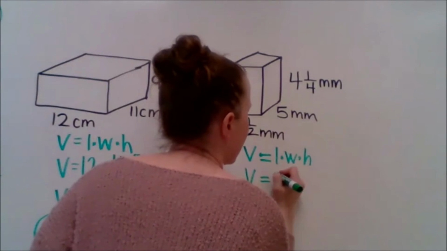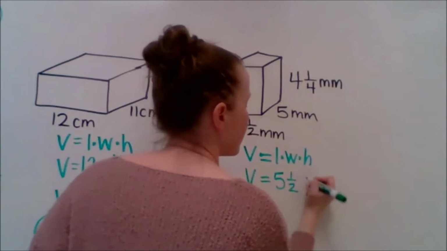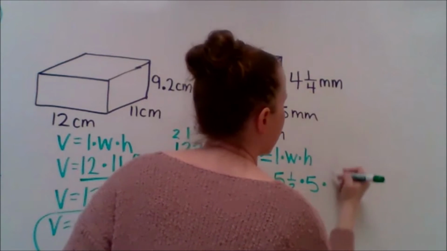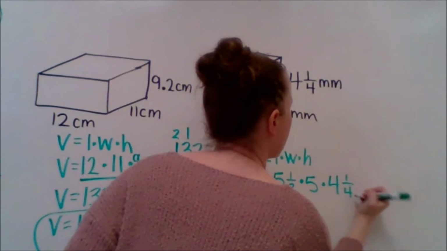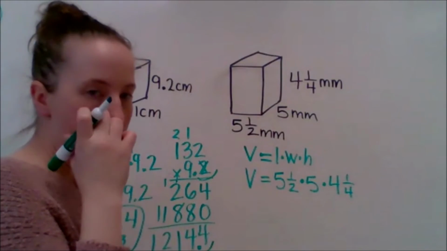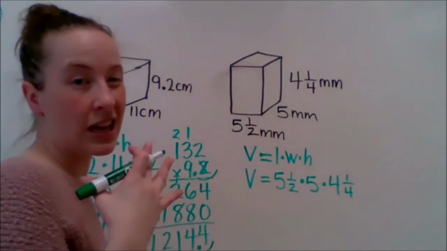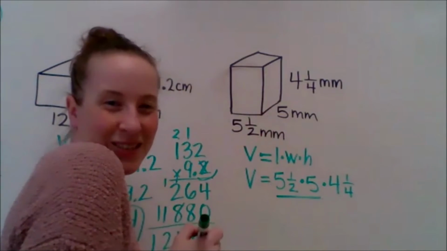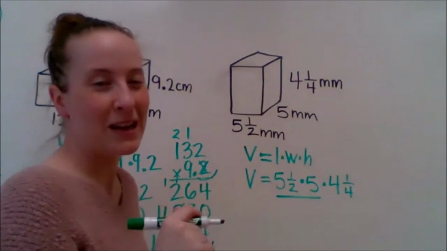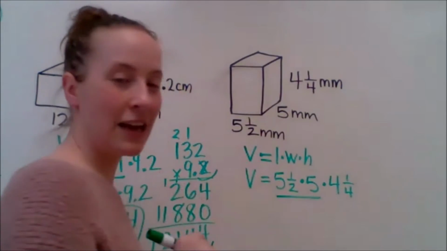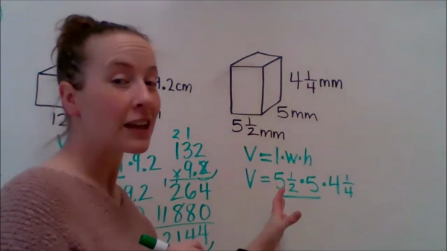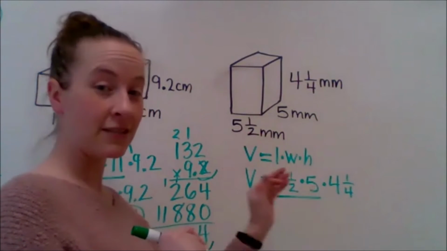So I'm going to call 5.5 the length, times the width, which I'm going to call 5, times the height, which is 4 1/4. Okay, so what I'm going to do right now is I'm just going to take this a step at a time. I'm always someone who likes to go in order, so I just like to do whatever's first, even if it makes it a little tricky later. So I'm going to do 5.5 times 5. Now, some people can figure that out. Some people want to convert this to decimals and do 5.5 times 5.